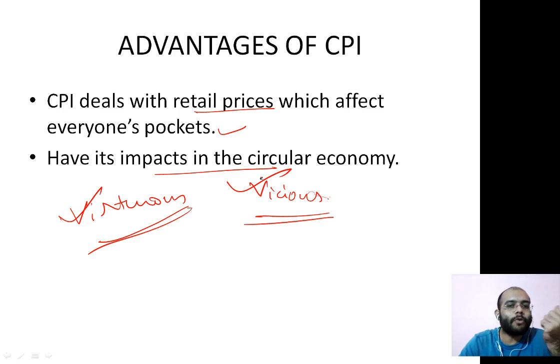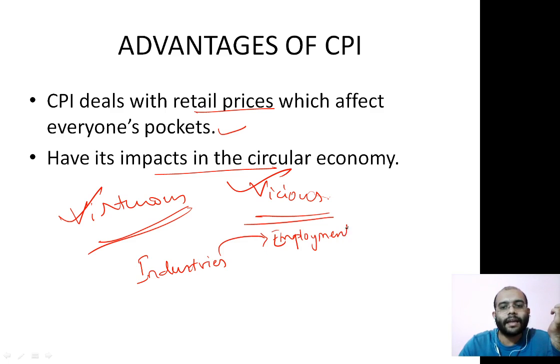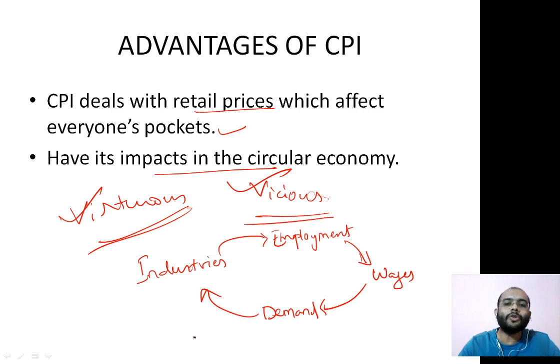Employment increases. Suppose more industrialization, more industries came up, then it will lead to more employment. That is guaranteed. If industries are coming up, then they will require human workforce. Employment will increase, leading to more wages, leading to more demand, and more demand will again lead to more setup of industries to fulfill this increasing demand. More industries, more employment, more money supply, more demand, again leading to more industries. This is called your virtuous cycle.